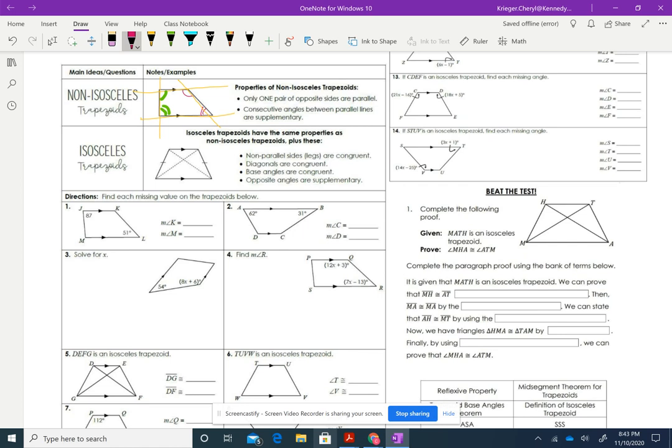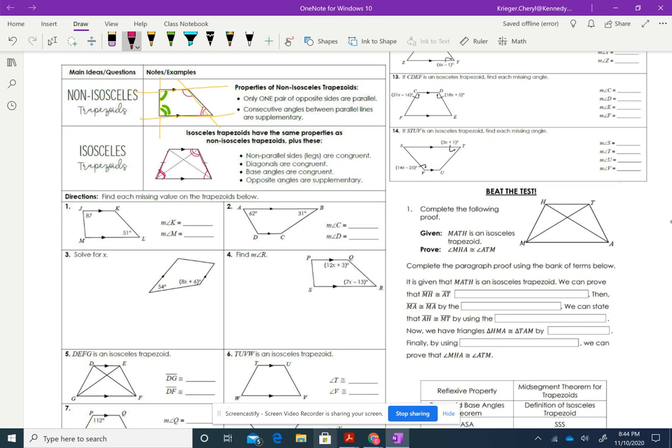Okay, so isosceles trapezoids have more for us to use. Isosceles trapezoids have the same properties as non-isosceles trapezoids, plus the non-parallel sides, the legs, are congruent, so this length is congruent to this length. The diagonals are congruent. Base angles are congruent. And opposite angles are supplementary. So this bottom left and top right are supplementary. Pretty cool. So here we go.